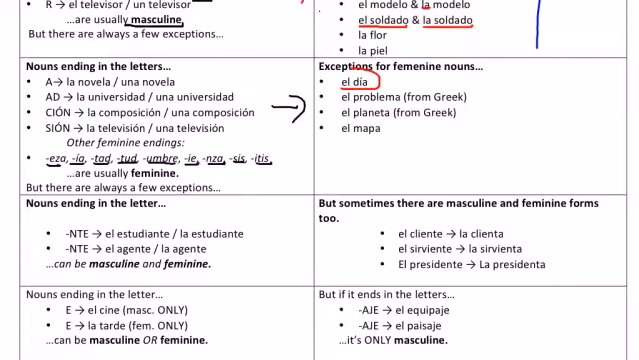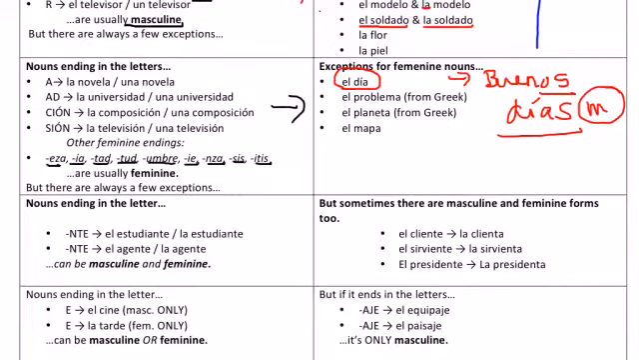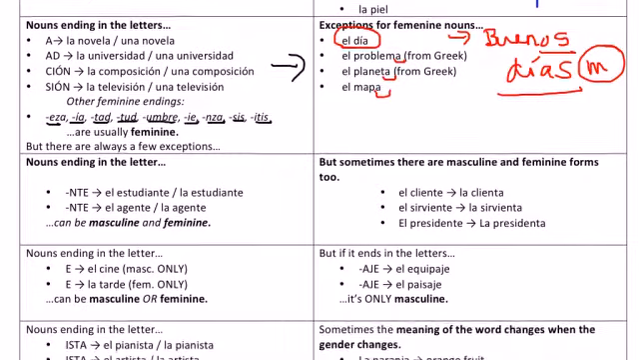For example, el día. This one should stand out to you because when we greet someone, we're going to say buenos días. And that is why buenos ends in an O and not an A, because día is masculine. Another word is el problema, that ends in an A, but because it's from Greek, meaning it's imported from another language, it's going to be masculine. El planeta follows the same rule, and el mapa ideally would follow that same rule.